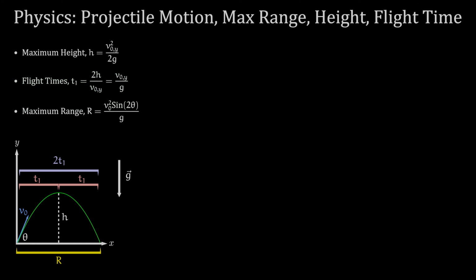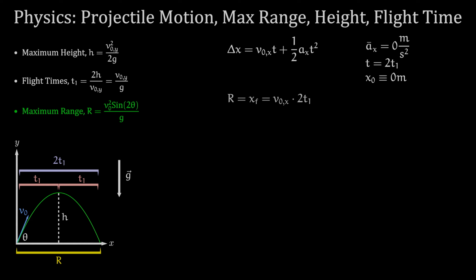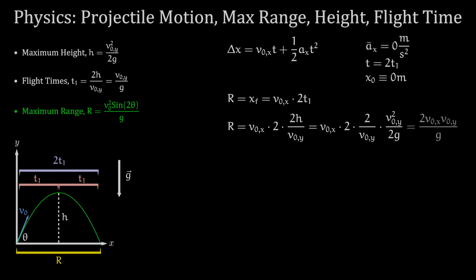The last thing we need to calculate is the max range R. Starting with this kinematic equation, where we know the x acceleration is 0, and the total time of flight is 2 times t1, where t1 was just the time of flight to the apex of the trajectory. Letting the initial position be equal to 0, we see that the final x position, which is our maximum range R, is equal to the initial x velocity, v0x, times 2 times t1. Substituting in what we've previously found for time t1 and then height h, we find that the range R is equal to 2 times v0x times v0y divided by g.